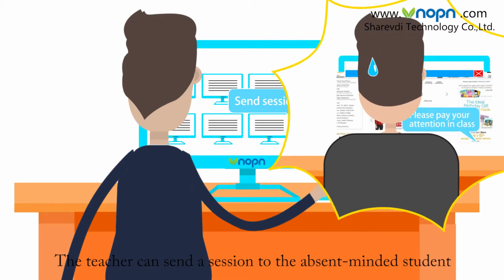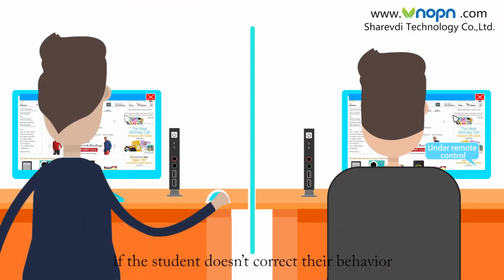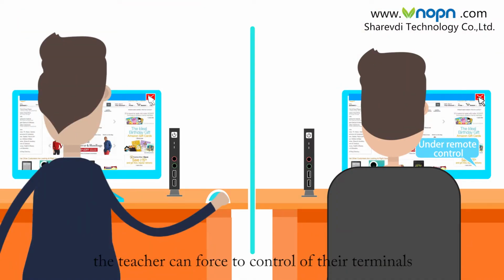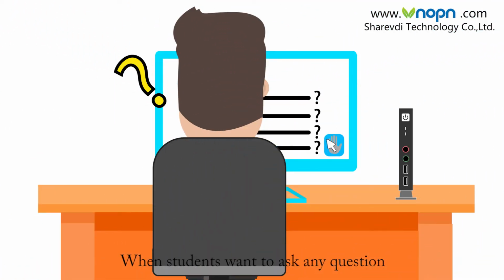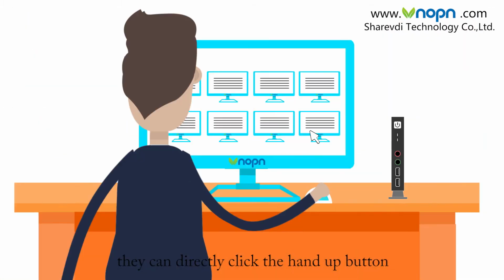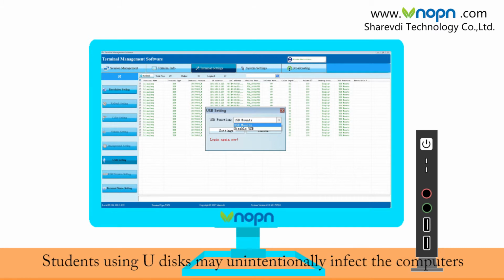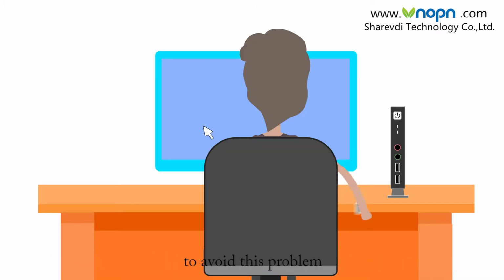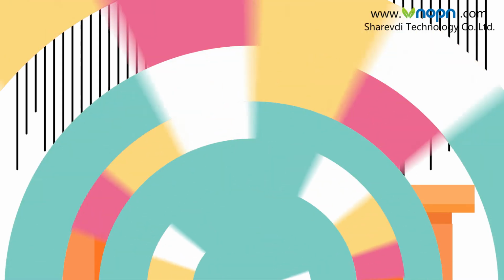The teacher can send a message to the absent-minded student. If the student doesn't correct their behavior, the teacher can force the control of their terminals. When students want to ask any question, they can directly click the hand up button and interact with the teacher. Students using UDisk may unintentionally infect the computers. To avoid this problem, the teacher can set the students' USB peripheral permissions.